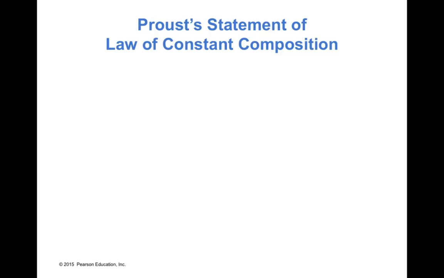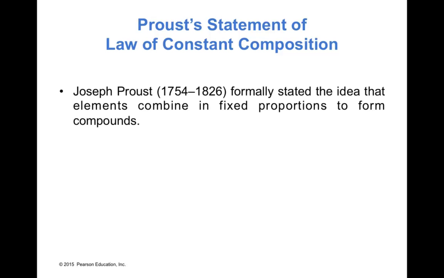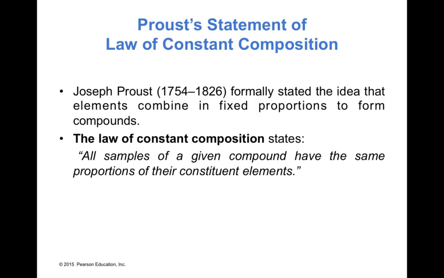There is a law that is called the law of constant composition. This one was established best by Joseph Proust, and formally stated the idea that elements combine in fixed proportion to form compounds. This law basically states the following: all samples of a given compound have the same proportions of their constituent elements. So sodium chloride, for example, table salt, is always sodium and chlorine. Water is always H2O. Hydrochloric acid is always HCl.